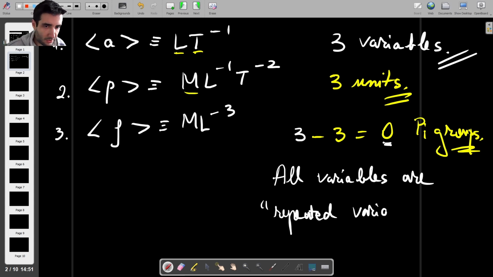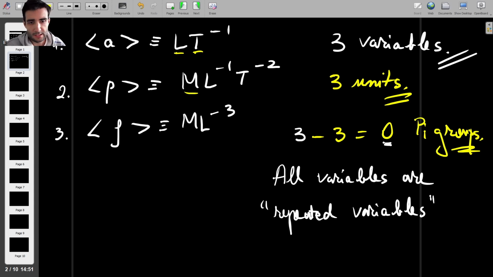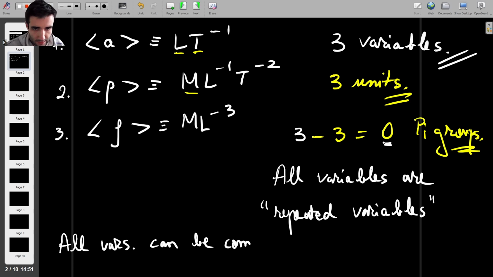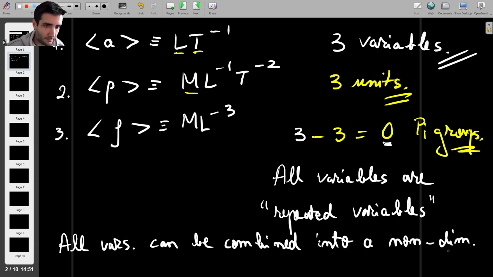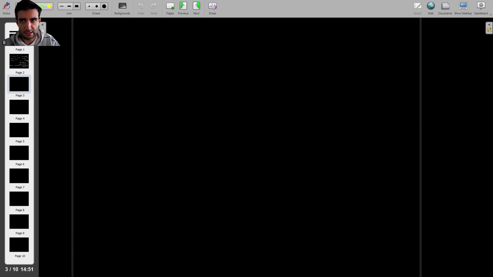Repeated variables. So what this actually means, in a more intuitive way of explaining, is that all variables can be combined into a non-dimensional variable. Like this. Okay? So let's try to do just that. So I'm going to try to combine the speed of sound, the pressure, and the density into something that is non-dimensional. And the way to do that is as follows.